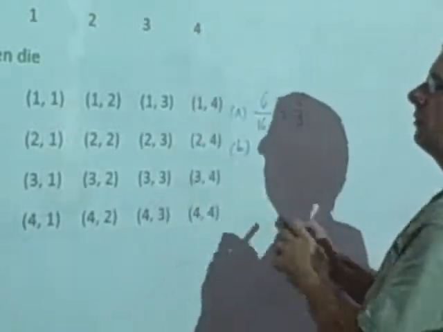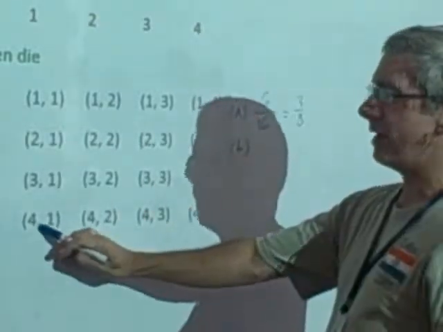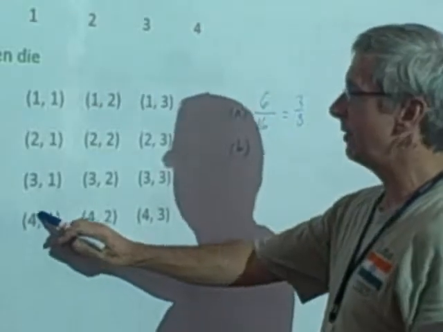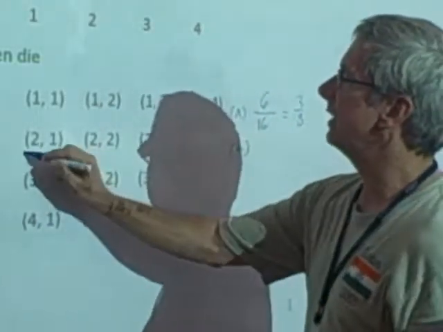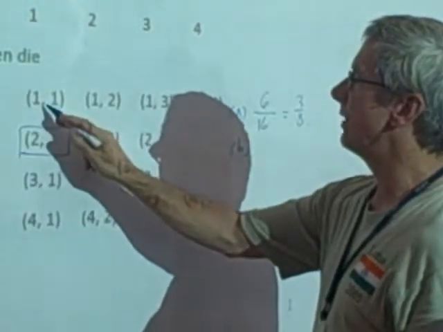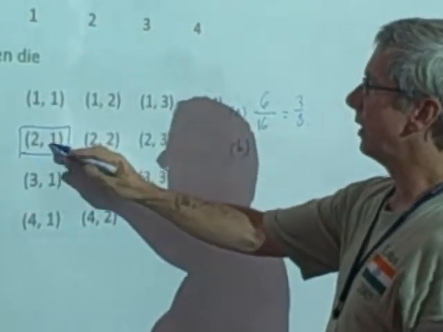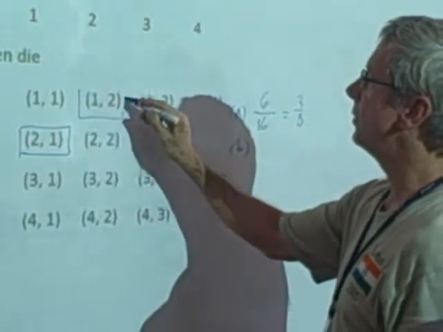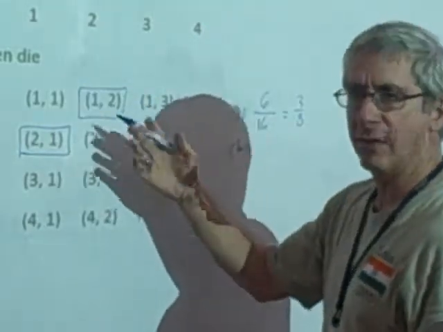Okay. So let's see, let's figure it out. 4 and 1 differ by 3, that doesn't count. But 2 and 1, that counts. 2 and 1 differ by 1. Okay, 1 and 1, that would be a difference of 0. Well, if 2 and 1 differ by 1, 1 and 2 also differ by 1. We're not going to say one's negative 1.